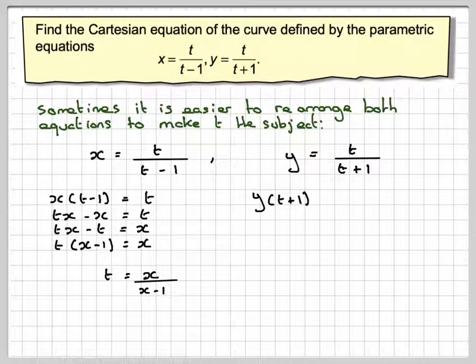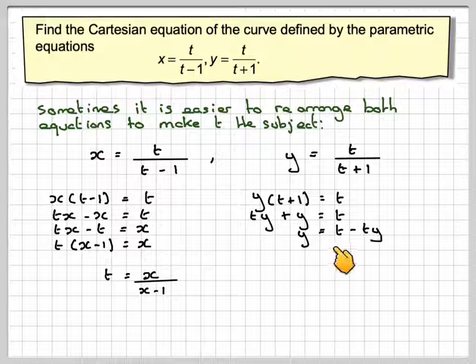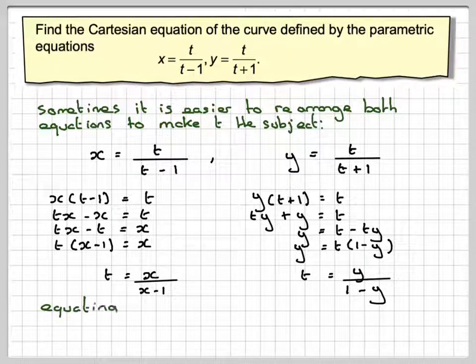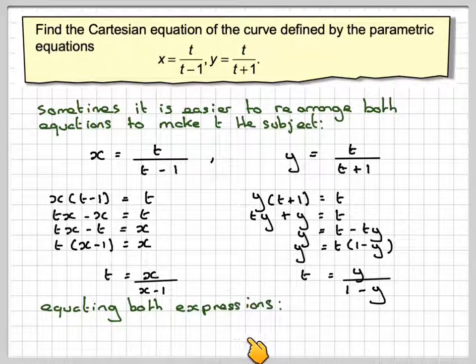Similarly for this one, we've got y(t + 1) = t, multiplying both sides by t + 1. Expand the brackets, we get ty + y = t. I'm going to take this ty over here, so we get y = t - ty. The only reason I took it over here is to make this remain positive. We get y = t(1 - y), common factor of t, and therefore t will be y/(1 - y). So now equating both expressions, so that will be equal to that.